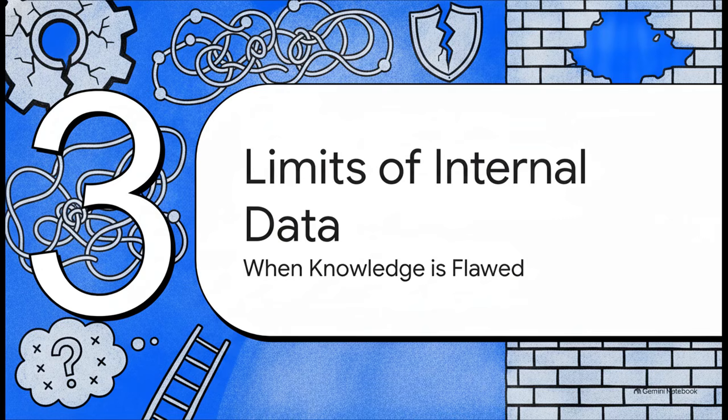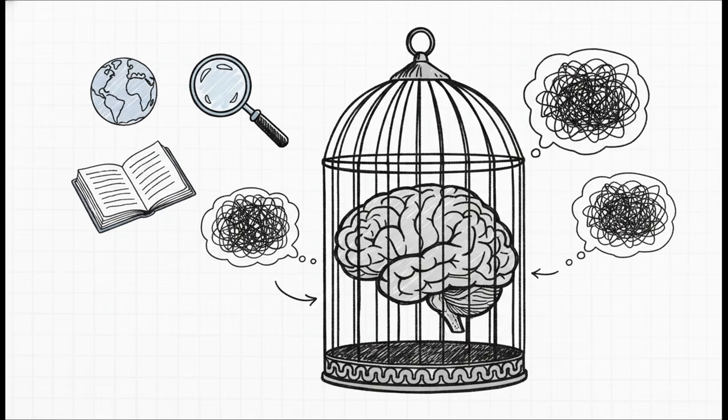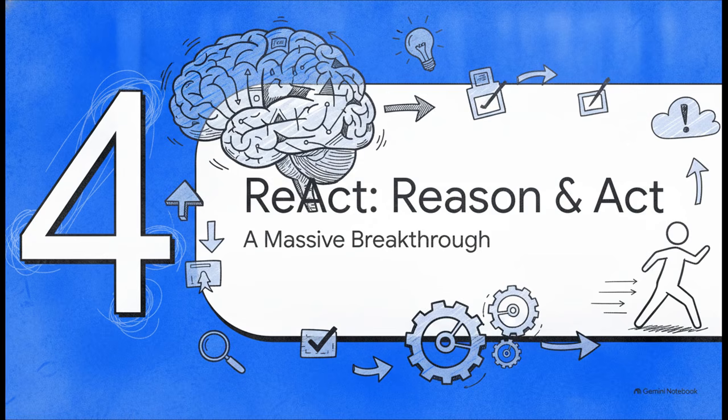That brings us to Section 3, the limits of internal knowledge. Here's the thing. Standalone chain of thought has a fatal flaw. It is entirely trapped in its own head. It relies strictly on internal knowledge. So, if it doesn't know how to look things up and its internal data is flawed or outdated, well, it will confidently follow a path of totally wrong reasoning, with zero ability to self-correct against the real world. Not great.